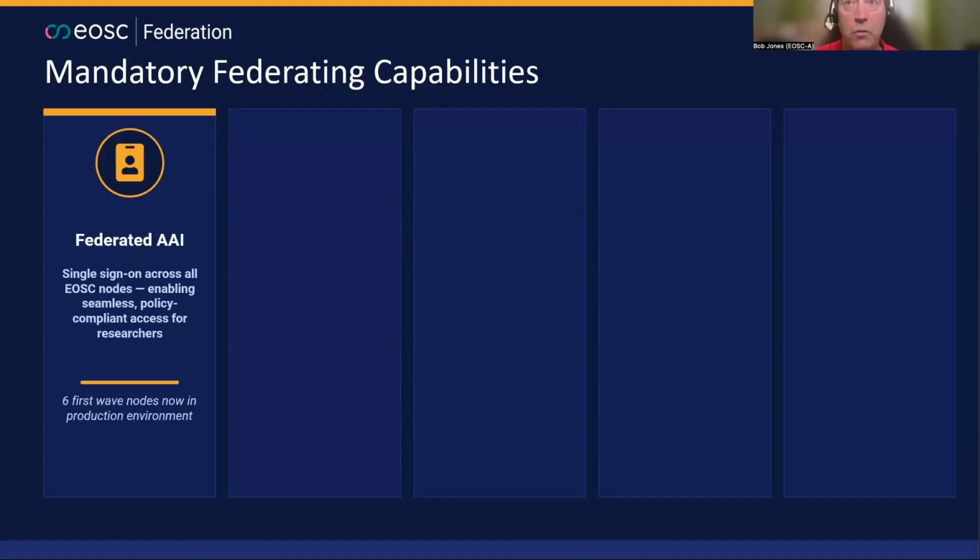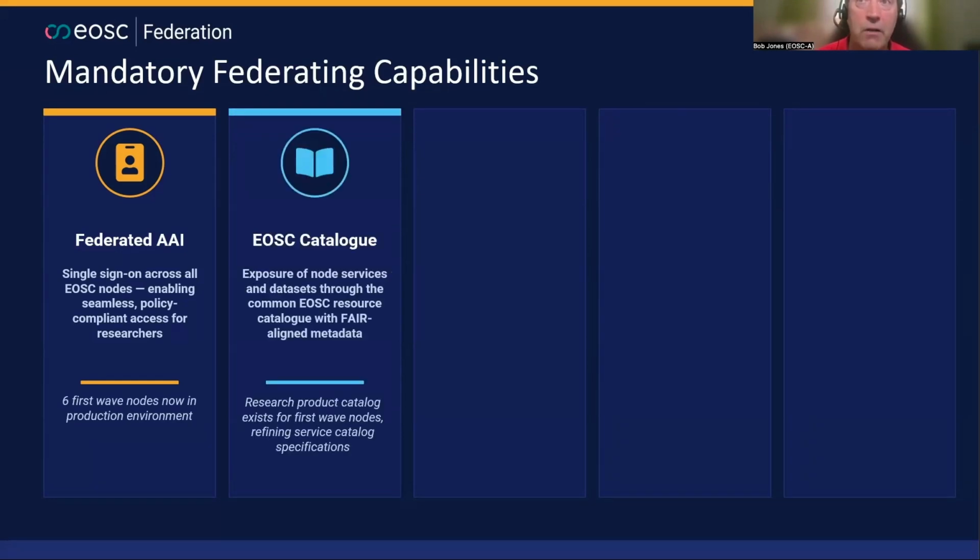So looking at those federating capabilities I mentioned, we have agreed with the nodes that we go from the original 2 federating capabilities to 5 that are considered mandatory. And let's look at those now. First of all, we had the federated authorization and authentication, which gives a single sign-on across all of the nodes in a seamless manner. That's based on MyAccessID, supported by Geant, and linked to eduGAIN. We already have 6 of those nodes in a production-ready environment for the authorization and authentication infrastructure.